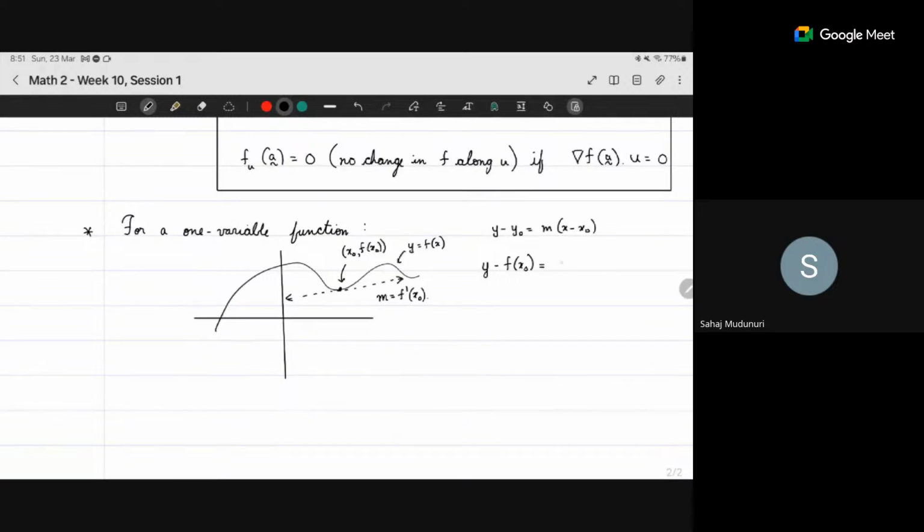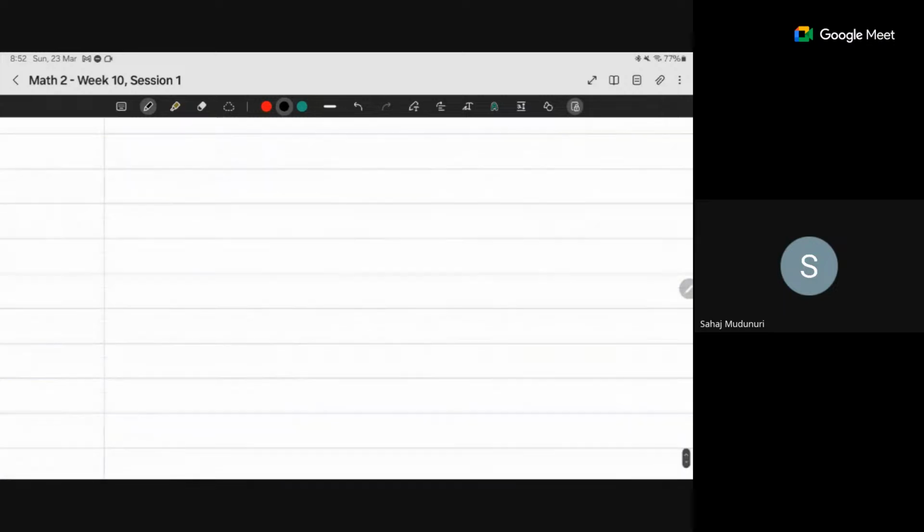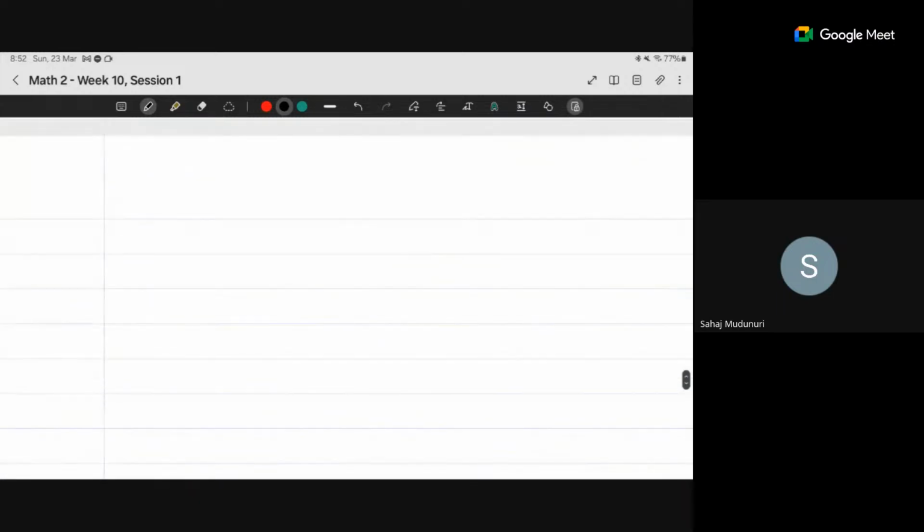So I can just write this as y minus f of x naught equals f prime x naught times x minus x naught, right? What allows me to do this is the slope of this line that I know. As soon as I know the slope of the line, I get the tangent line. Let us keep this equation in mind, and let's try to do the same thing for a multivariable function. For visualization, it is only possible to do two variable functions.